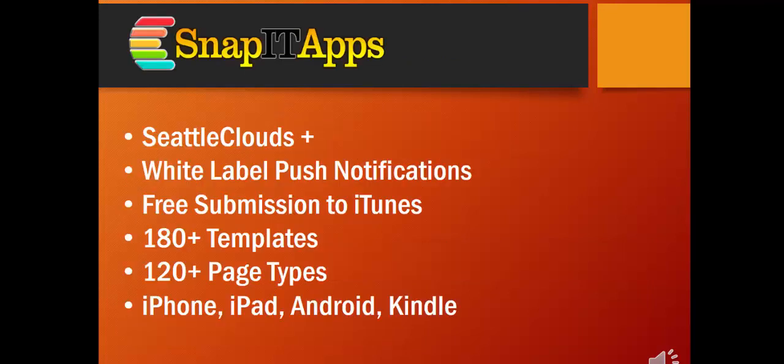So the first one, Snapitapps. Now Snapitapps is a white label of Seattle Clouds. Now, if you go to Seattle Clouds, you'll see it's very well established. A lot of the Fortune 500 companies build their apps using Seattle Clouds. And if you're a developer and you want to use Seattle Clouds, you'll have to pay $147 a month. Of course, with Snapitapps, it's hugely discounted.